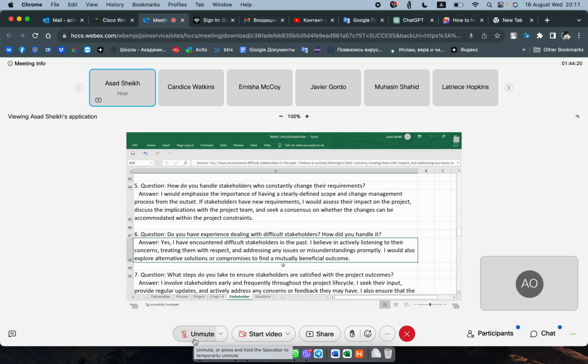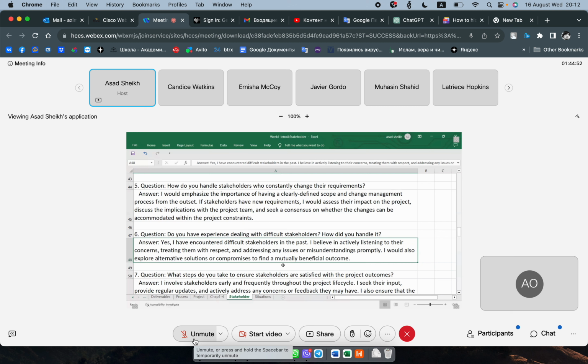Question number 5: how do you handle stakeholders who constantly change their requirements? Another PMP question. And a question like this is going to come and hit you hard from many directions. It won't be as straightforward as this question, but the meaning would be in there. So the question is, what do you do?